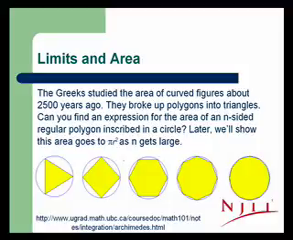Can you find an expression for the area of an n-sided regular polygon inscribed in a circle? We'll derive this formula in class, as well as the formula for the circumscribed polygon. Later on in the course, we'll show that this area goes to the well-known pi r squared as the number of sides increases.